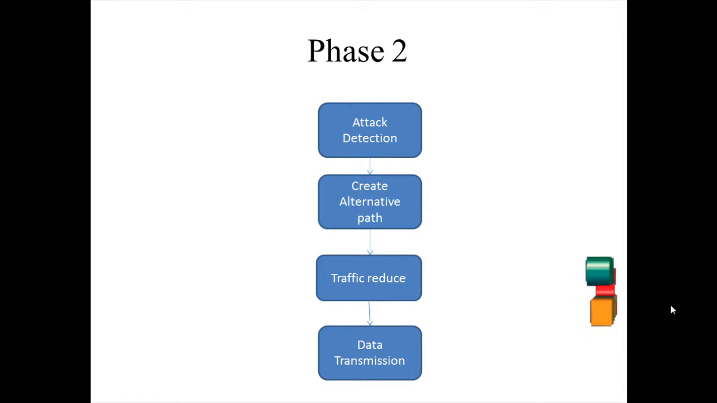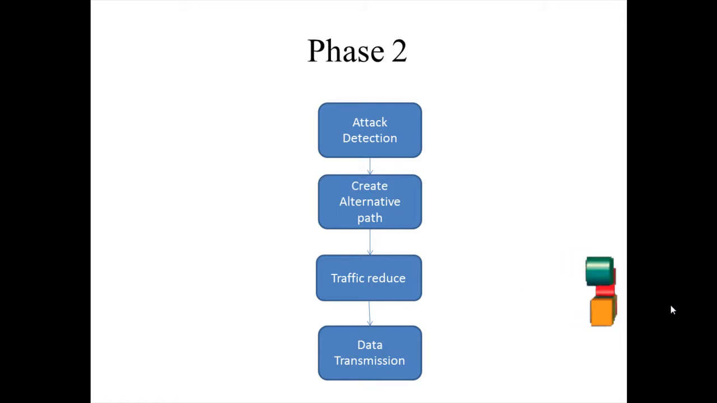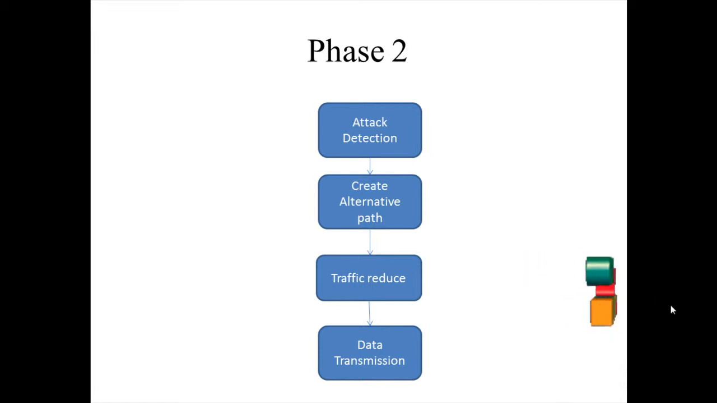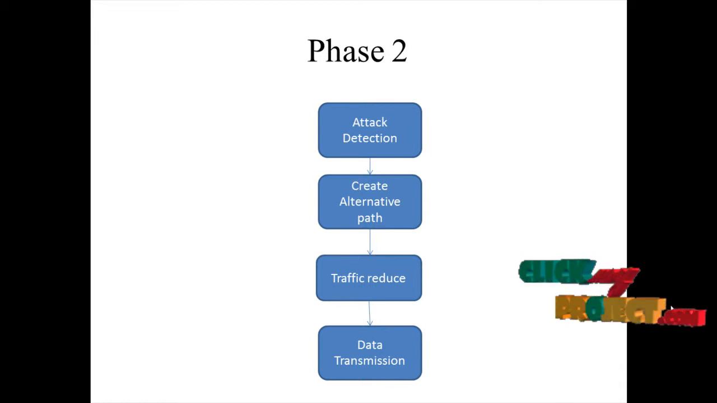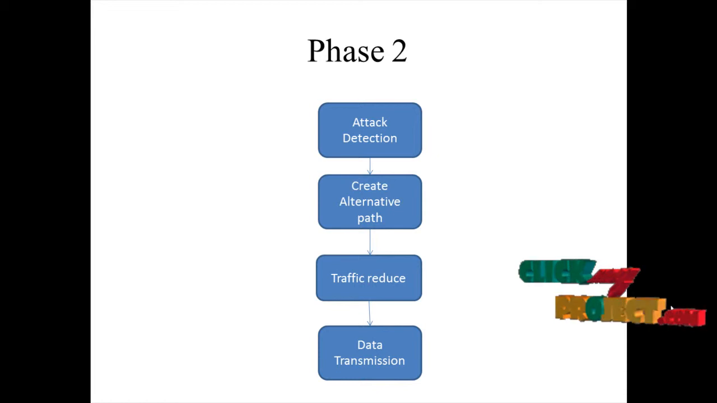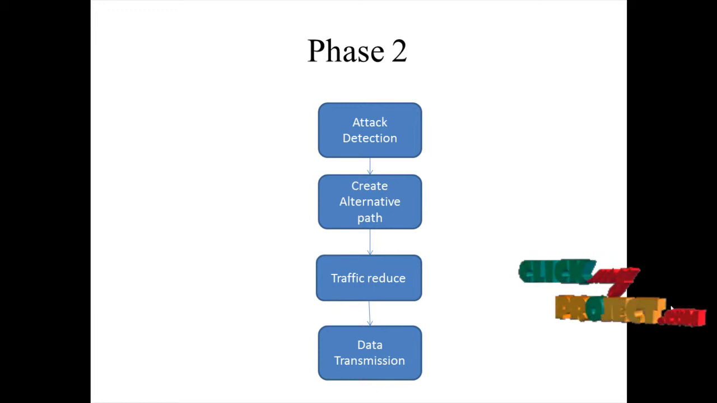And then attack detection. The user detects the attackers and creates an alternative path. Then the data is transferred from one place to another, that means source to destination. If there is any attacker node, that means a malicious node, the transfer takes the alternative path. Then traffic reducer, and finally transmit the data, that means data transmission.